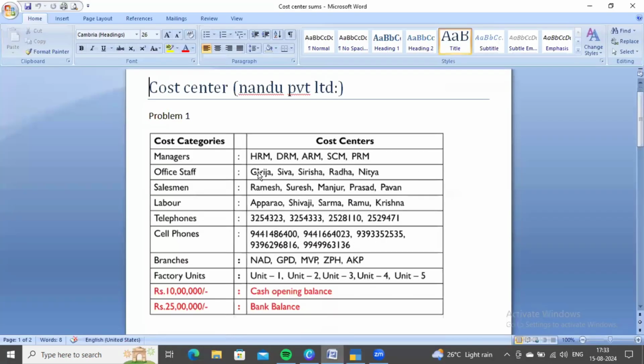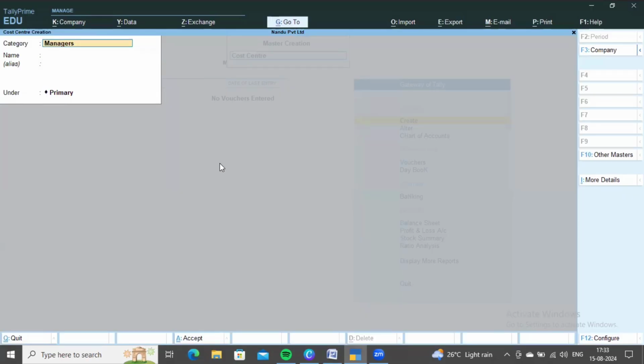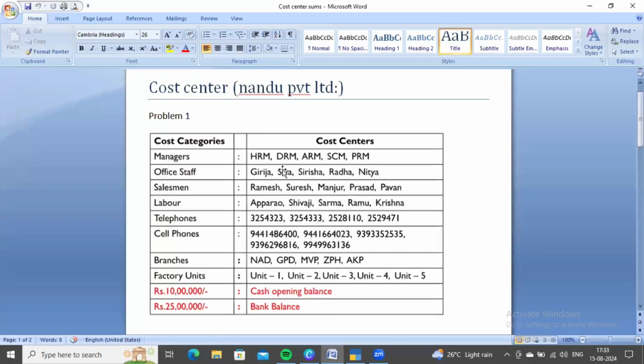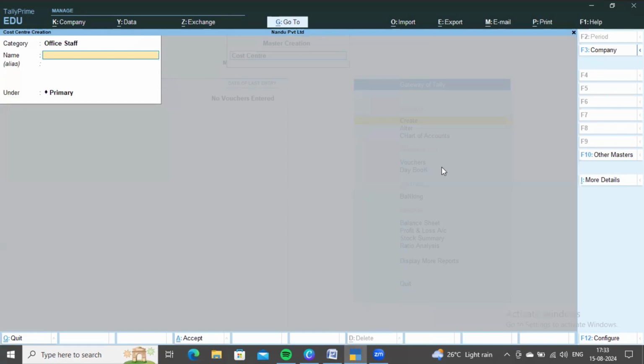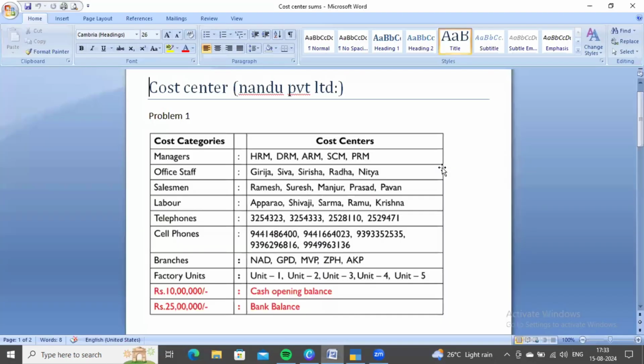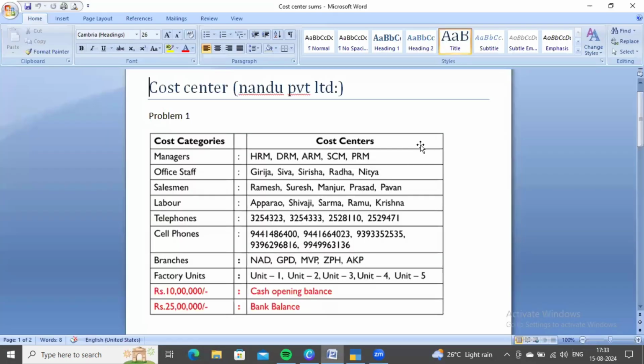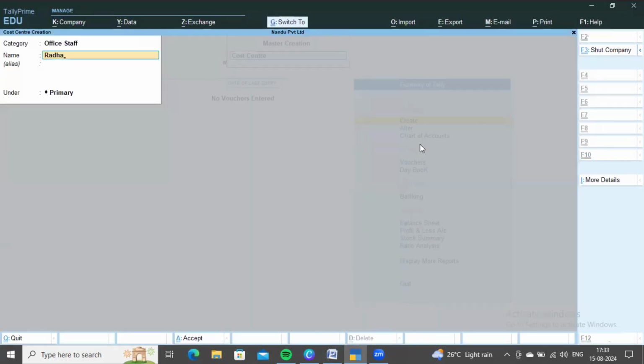That's it. The next category is office staff. Now go to categories, then press space to access the list of categories and select office staff. Under office staff: Girija, next Shiva, next Shirisha, Radha, and Nitya.